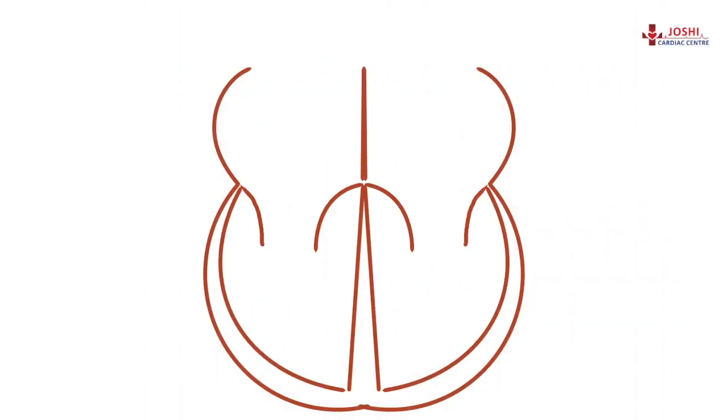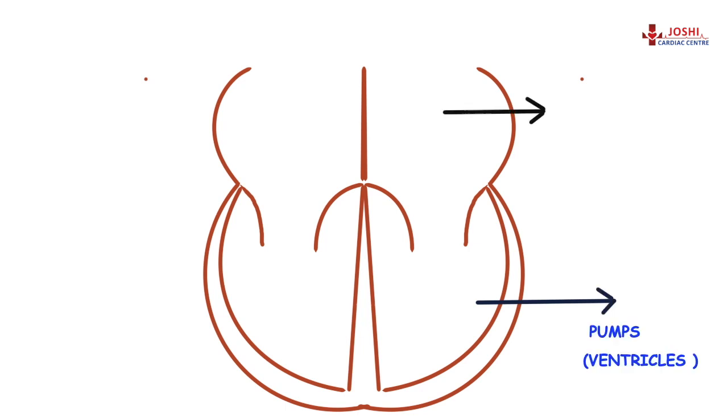Heart is a pumping organ of the body. It is made up of four chambers. The lower two chambers are pumps and are called ventricles. The upper two chambers are receiving chambers and are called atria.